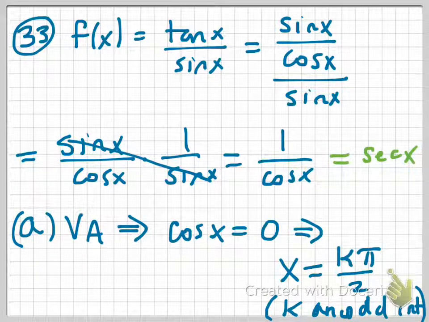So all the odd multiples of pi halves. I don't want to count the even multiples of pi halves because it's okay if those happen, right? Because that's where we're going to get 1 or negative 1. So that's my vertical asymptote.